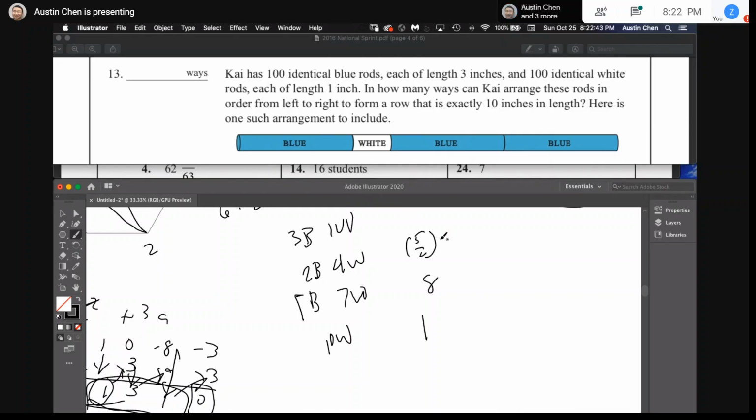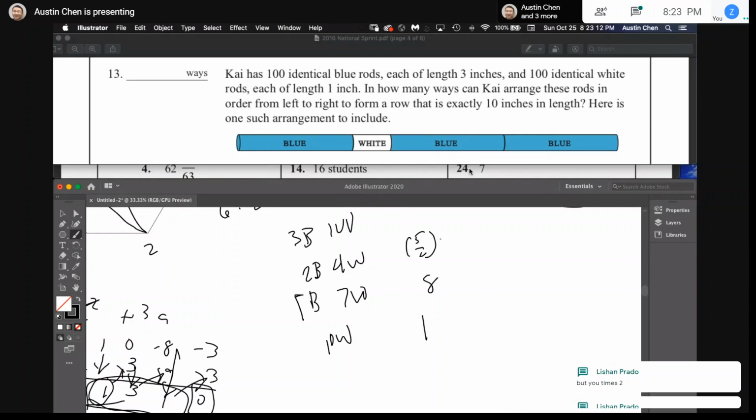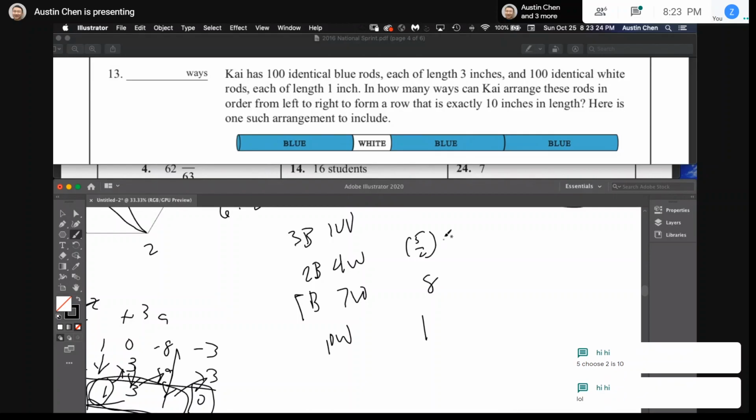Is it 5 choose 2, Bill? It's not five choose two because you can have two in one space. Remember, I mean, five choose two is fine, but then you can also add like afterwards. So you can do 5 choose 2 plus 5.